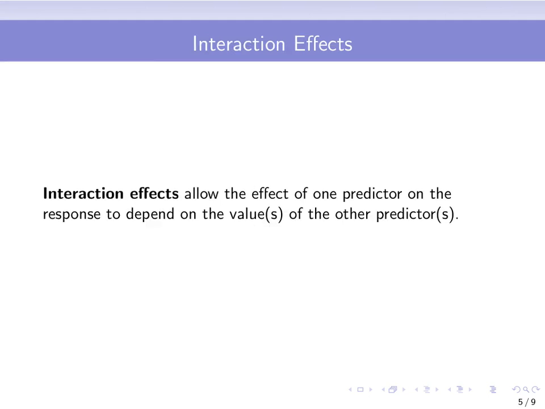Now, interaction effects allow the effect of one predictor on the response to depend on the actual value of the other predictor. So it's no longer just that we're keeping them constant. It's that for each specific value of the other predictor, the impact of this one predictor differs.